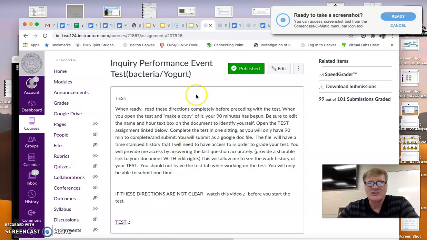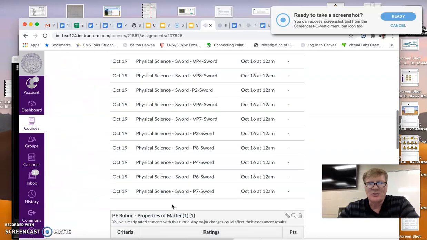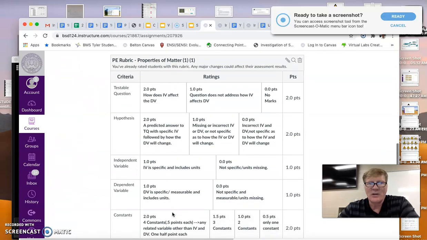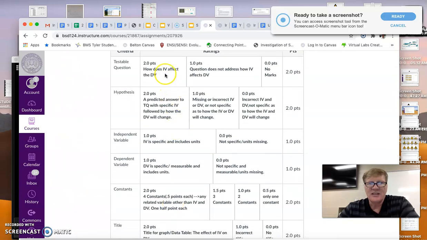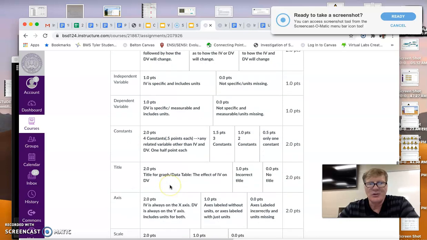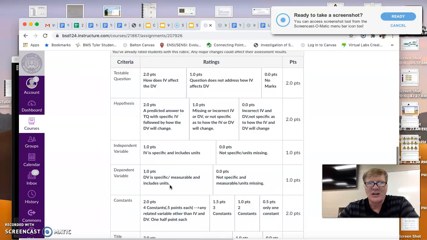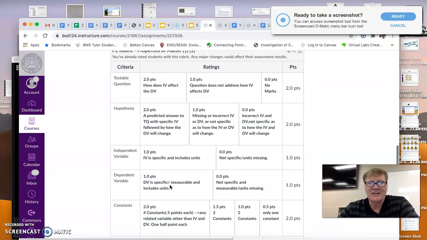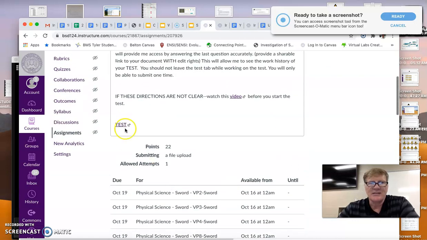So to successfully complete this, I would read the directions completely. The test is right here. I'm going to scroll down and notice that there's a scoring guide right here that gives me the actual language that we're looking for in each of these. So I'm going to refer back to that throughout the test.